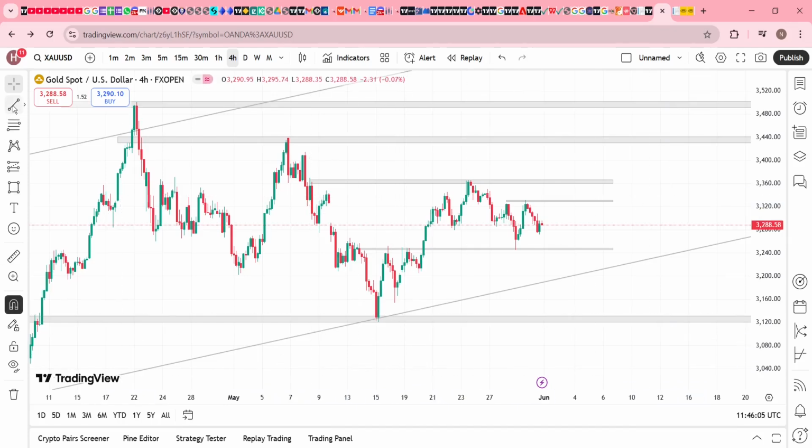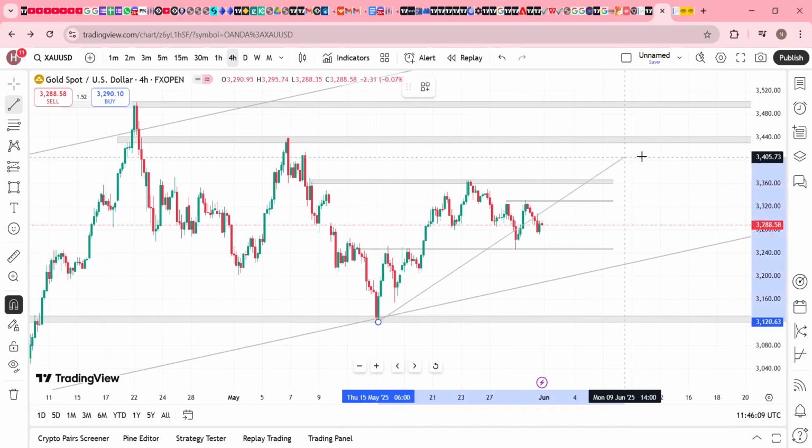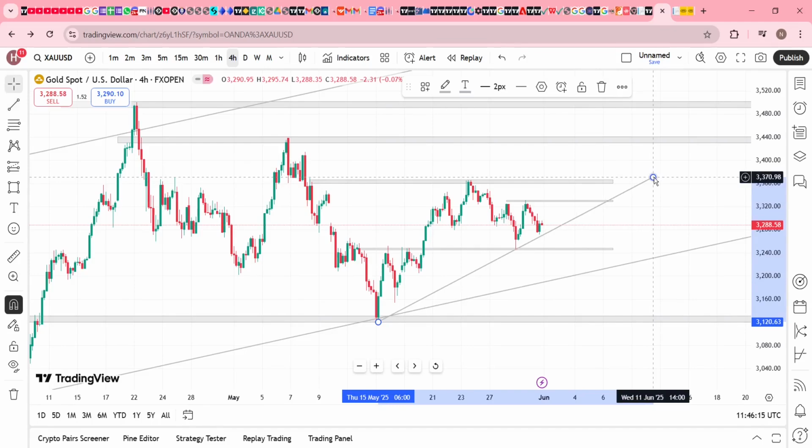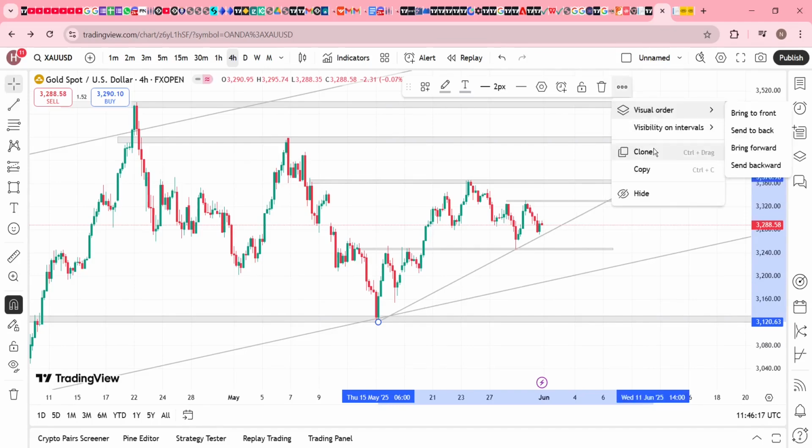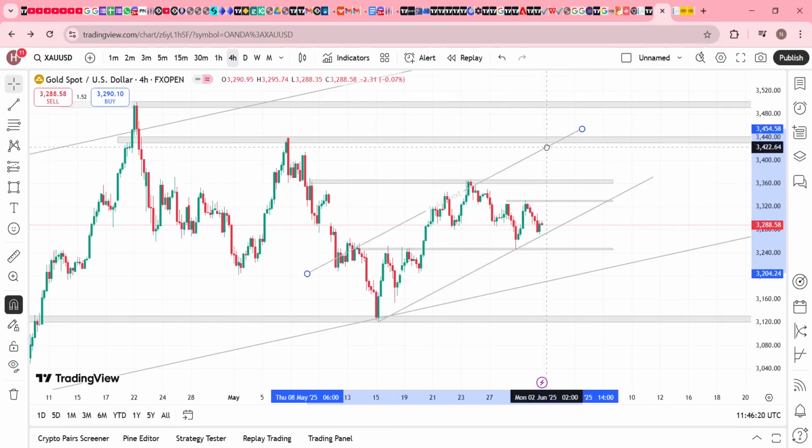Equally, I see a possibility of creating a channel with a trend line at this level. I see this possibility here. This is a possibility I can equally see here. Okay, I'm going to clone this. Remember, we are trying to get closer to the market.